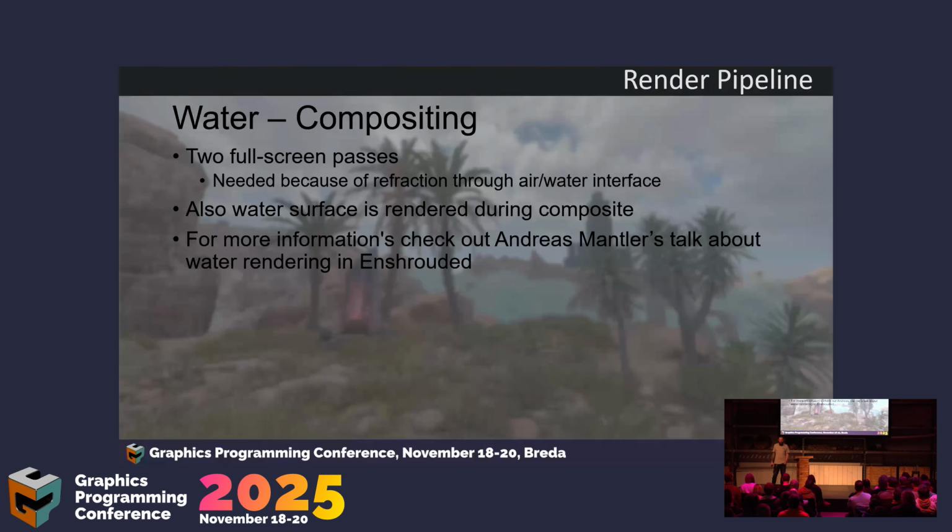As the last step in the volumetric render pipeline, we composite the water with fog and scene irradiance. For this, we render two full screen passes, where the first pass is needed because of refraction through the air-water interface. We also render the water surface during compositing. For more information, please check out Andreas' talk about water rendering in Enshrouded.